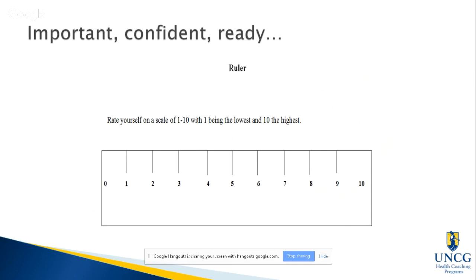And keep in mind that the ruler tool doesn't have to be on paper like this or like it is in the manual. It could be just a question that you pose that helps guide the client. So you may ask, on a scale of 1 to 10, with 1 being not at all important and 10 being the highest of importance, how important is your goal to improve nutritional habits?